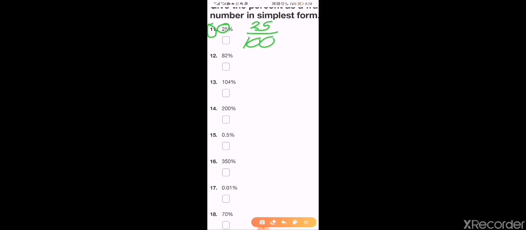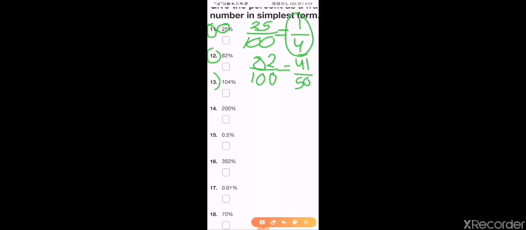But can I leave the fraction like this? No, I know always that any fraction must be simplified. So I can divide here up and down by 25. Up will give me 1, down 100 divided by 25 will give me 4. So 1 over 4. This is the fraction in the simplest form. Another one, 82% means 82 over 100. Can it be simplified? Yes. Divide by 2, 41. Divide by 2, 50.